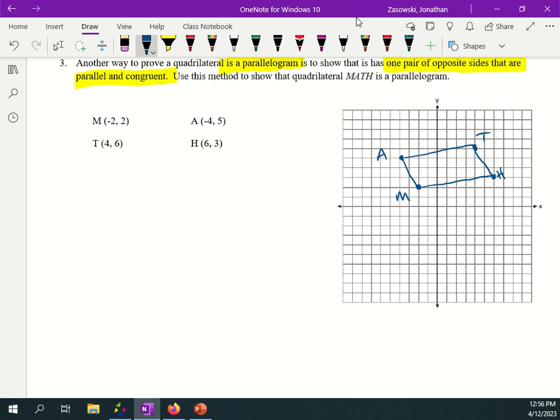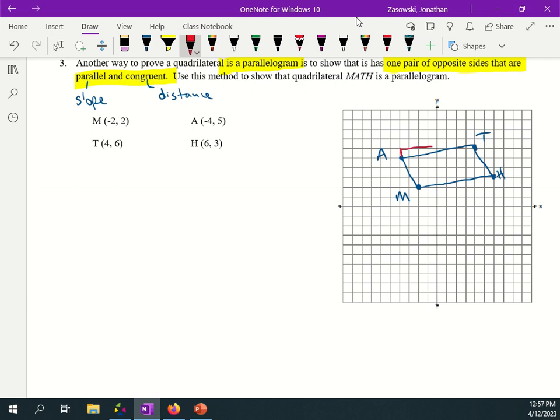Remember, parallel means we need to use the slopes, very good. And congruent means we need to use the, we're doing the last question, we want to do congruent. Pythagorean theorem, which gave us the distance. Good, okay? So, pick two sides that are going to be parallel and equal. AT and MH. We're going to do AT and MH then. If you want to do the other two, go for it. Doesn't matter. But we're going to draw in the rise and the run then.